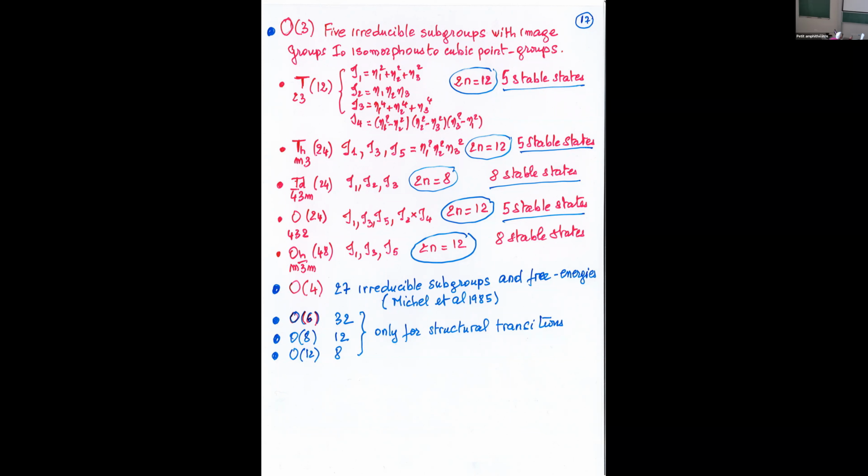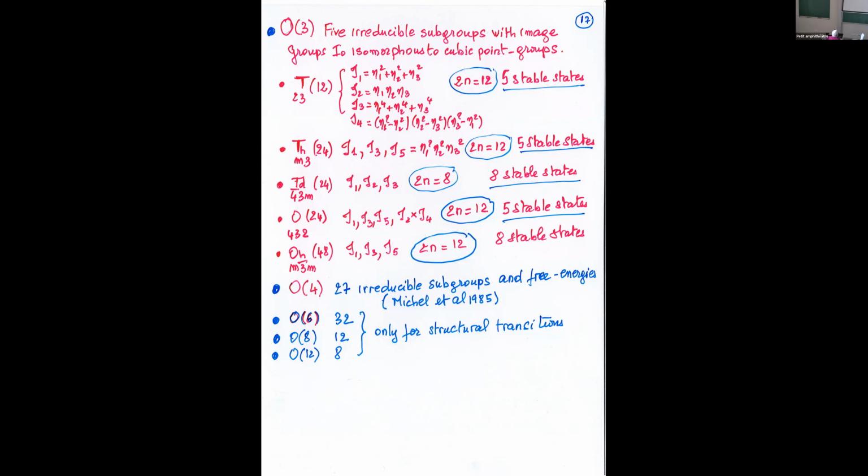And so you see that if you start from T, which has the maximum number of invariants, you see that they have a 6 degree invariant. So you have to go to the degree 12 and you find 5 stable states when minimizing the free energy. Here you have to go again to 12 and you have again 5 stable states. For TD, 4bar 3m, you have 3 invariants. You have to go to the 8th degree and you have 8 stable states as for m3bar m. And here you have again 5 stable states.